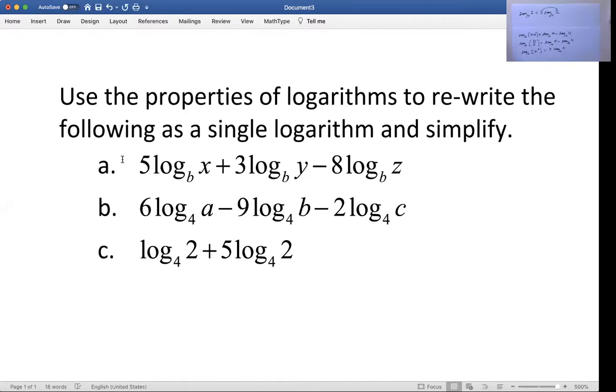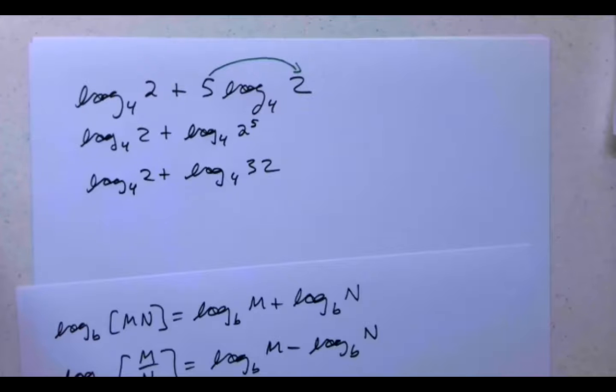So I have log base 4 of 2 plus log base 4 of 2 to the 5th, which is 32, by the way. So I can rewrite this as log base 4 of 2 plus log base 4 of, 2, 4, 8, 16, 32. Now we have our rule that the sum of the logs, oh, you can't see any of this. Let's go back and show it.